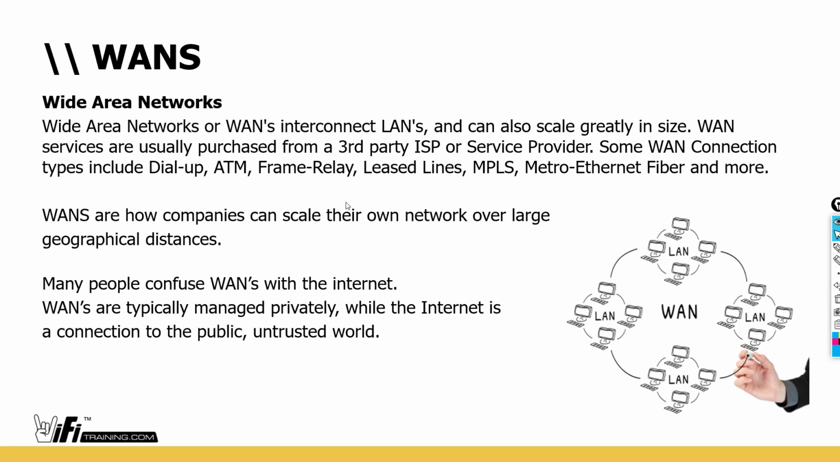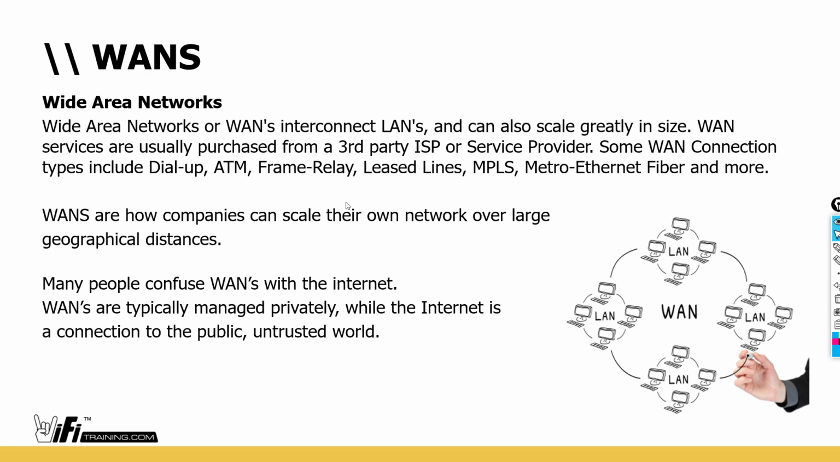Okay, all right, so WANs. WANs are wide area networks. They interconnect LANs, and they can also scale greatly in size. We're leasing these from third-party providers again, okay? And this is how we can interconnect offices, and how companies can have offices that are doing business all over the world and still be interconnected. Now, there's different types of WAN technology out there, but WANs are typically leased from a third-party provider, okay?